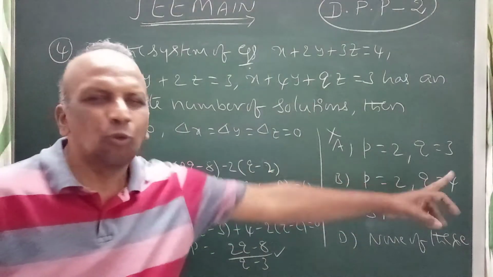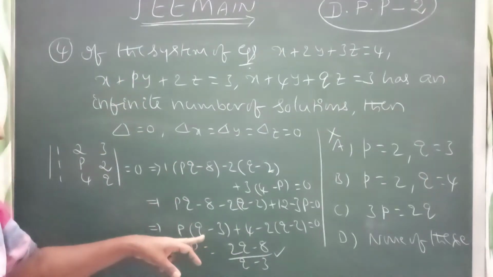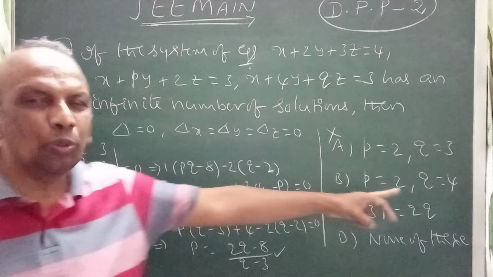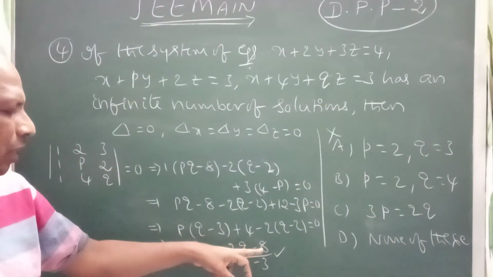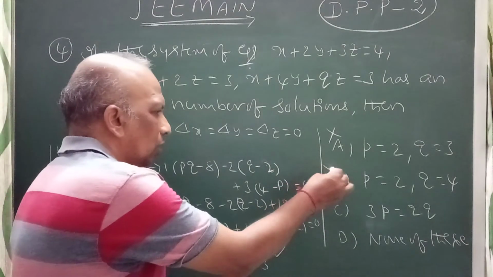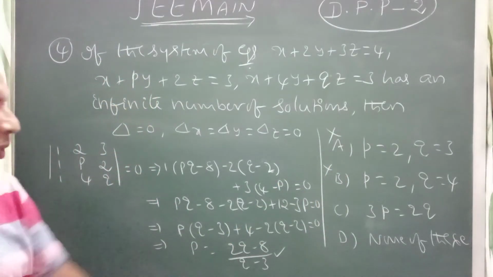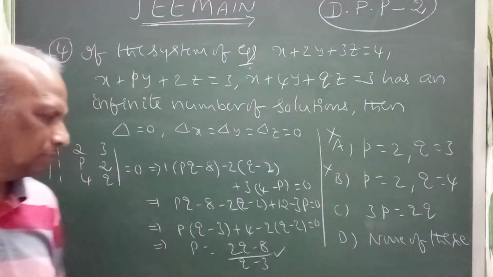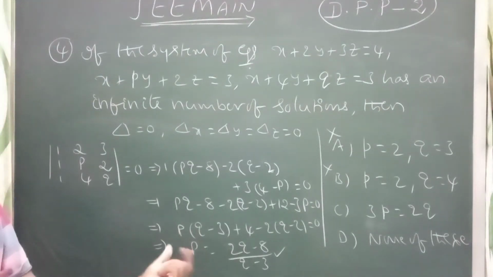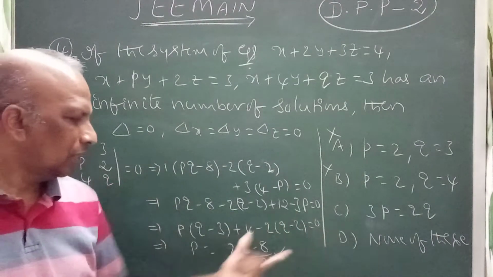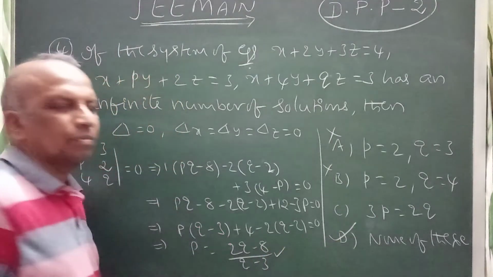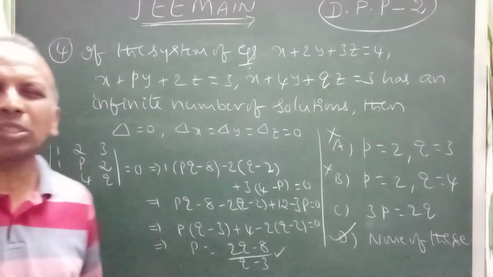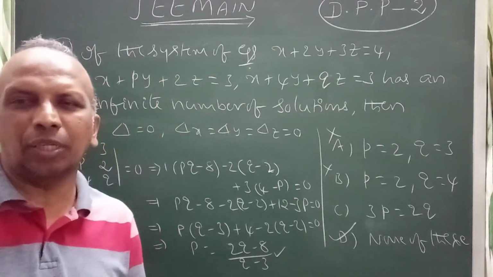Take q is equal to 4. When q is equal to 4, substitute here, then 8 minus 8, 0. P will be 0. So this is not your answer. When 3p is equal to 2q, but we don't have this relation, right? It's not satisfying. So your answer is none of these. We got this relation, we can conclude the answer is none of these.